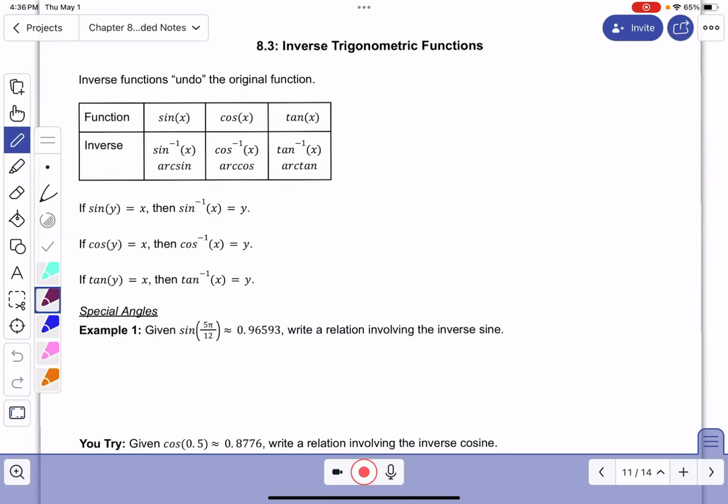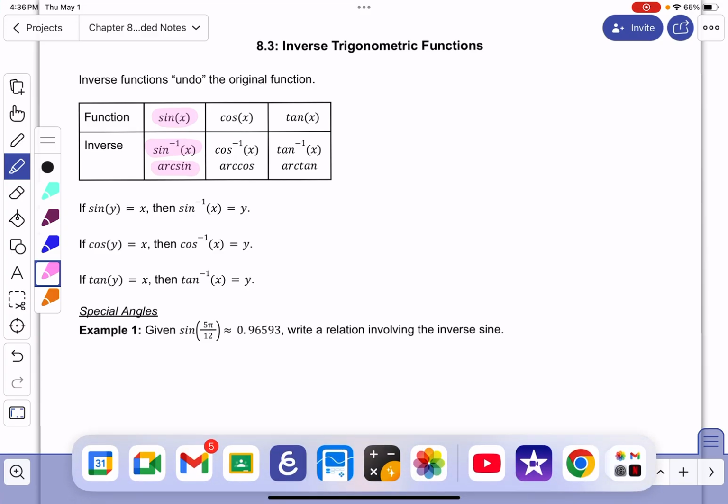Okay, the last section for chapter 8 is dealing with inverse trig functions. So we're not graphing them anymore. We're just looking at inverses and how to work backwards. So if the function is sine, the inverse is sine to the negative 1, or arc sine is how you might see it written.